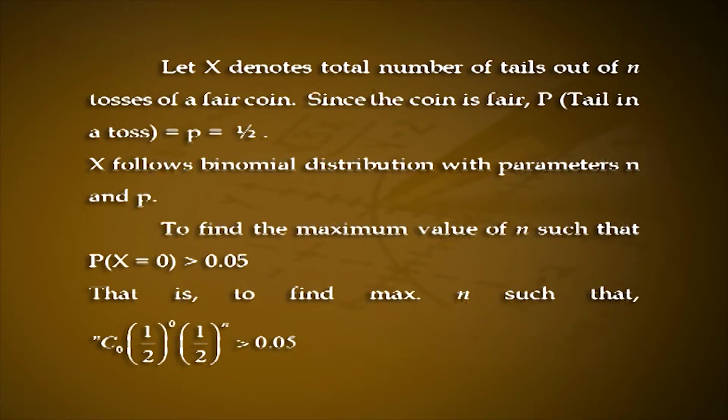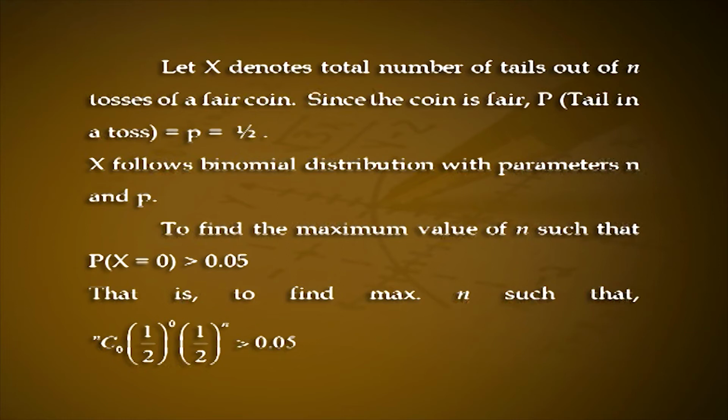Problem 8. Find the maximum n such that the probability of getting no tail in tossing a fair coin n times is greater than 0.05. Solution. Let x denote total number of tails out of n tosses of a fair coin. Since the coin is fair, probability of tail in a toss p is 1/2. X follows binomial distribution with the parameters n and 1/2.